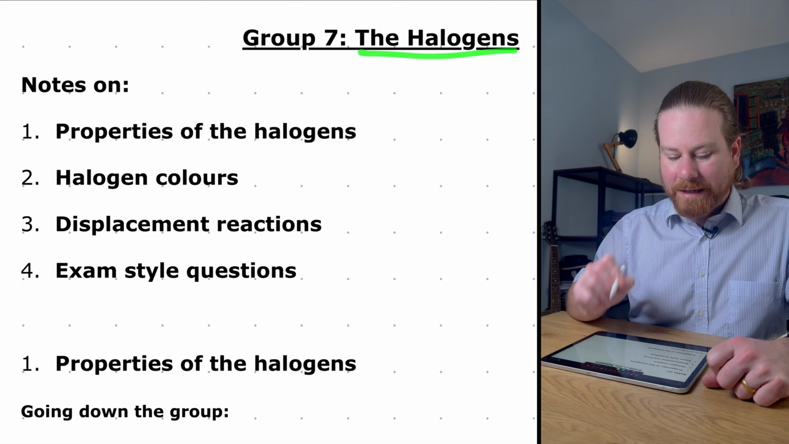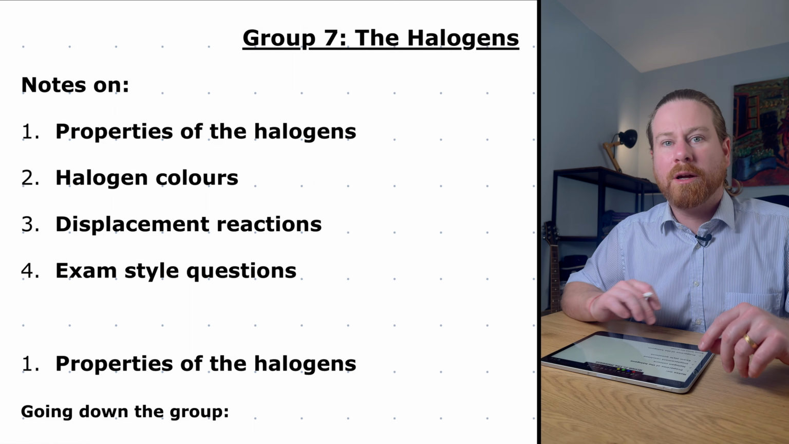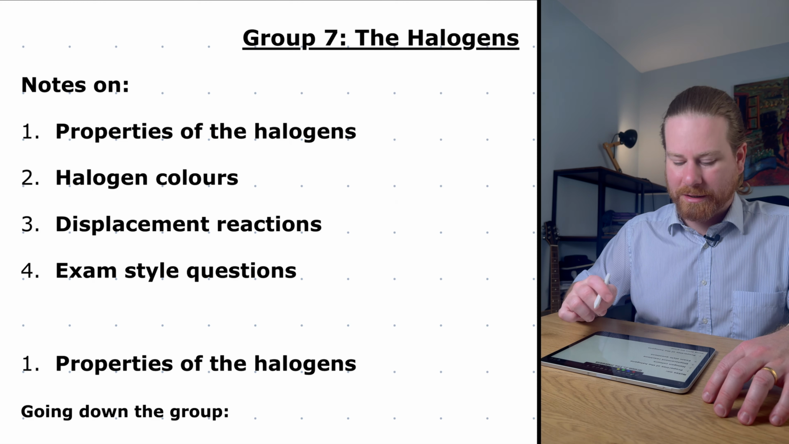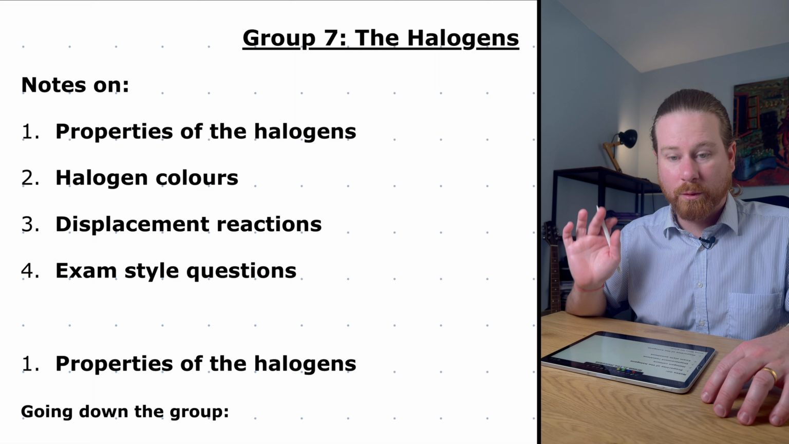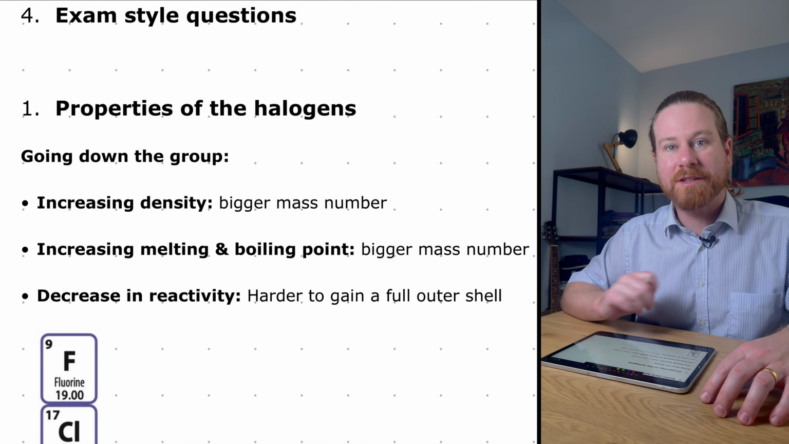Okay, so today we are looking at the halogens. We're going to be starting off with their properties, their colours, and figuring out where that colour comes from, displacement reactions and what a displacement reaction is, and finally some exam style questions. So let's get started with the properties of the halogens.